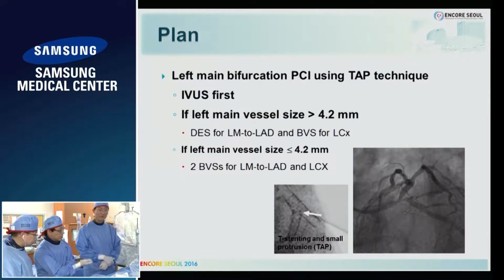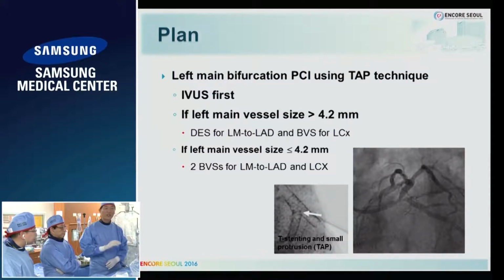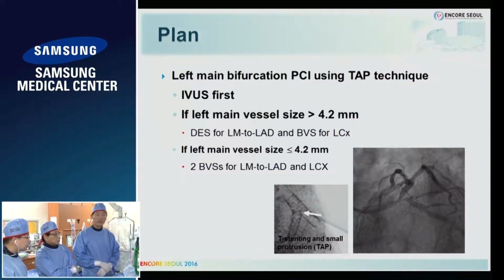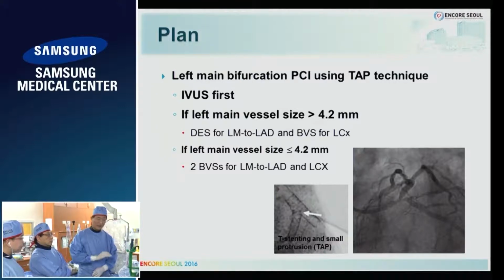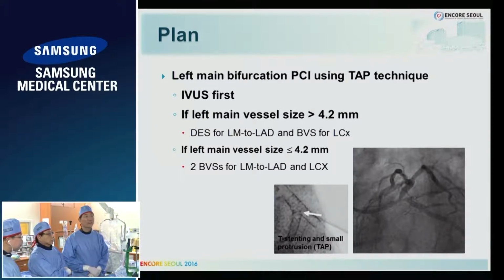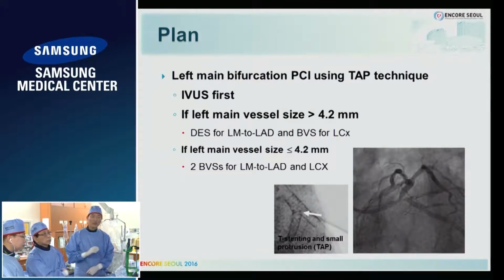So we will begin with Dr. Kwon. Actually, almost reviewed our plan. So this is a young male patient. My plan was to implant 2 BVSs for left main, but left main is too large. So DES for left main, and if we implant the BVS for circumflex, after 2 to 3 years he'll end up with just one stent technique left in his artery. So it'll be very safe for him to live more than 40 years.